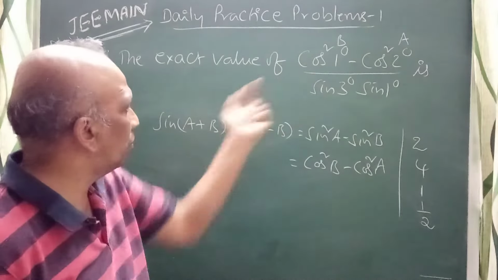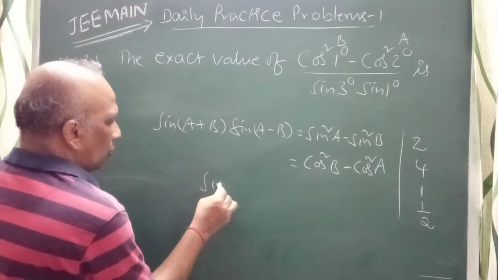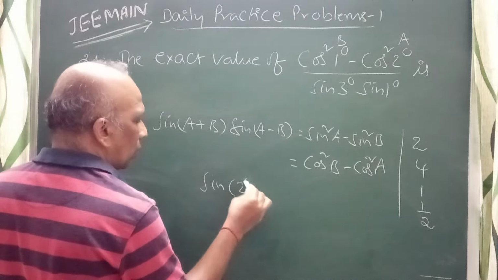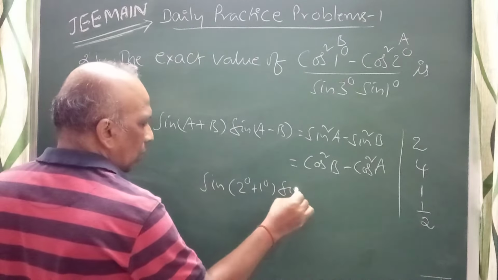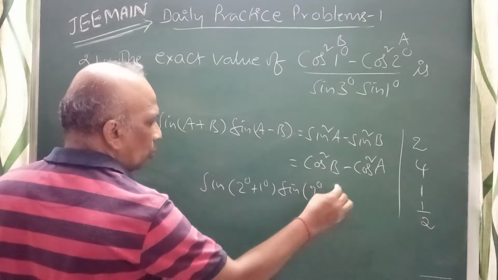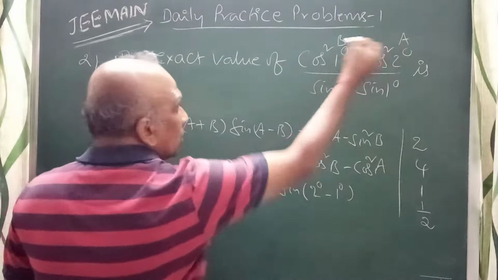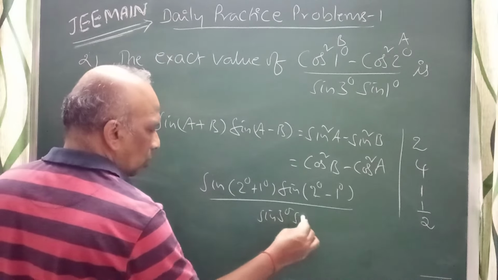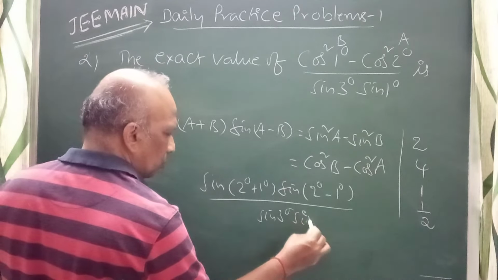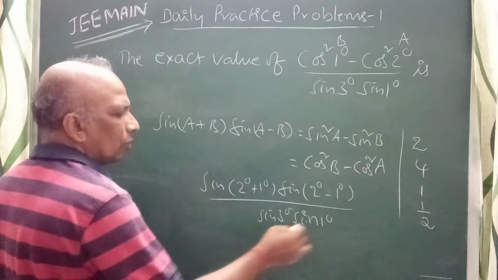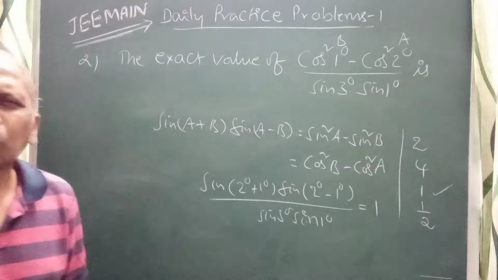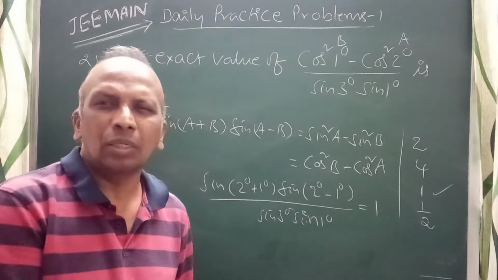Follow the sign of a plus b into sin of a minus b. If you follow this, you will get sin of 2 plus 1 into sin of 2 minus 1, because this is a, this is b. Divided by sin 3 degrees into sin 1 degree. So both are equal, you can cancel, answer is 1. Your answer is 1. Simple problem only, we start with basics.